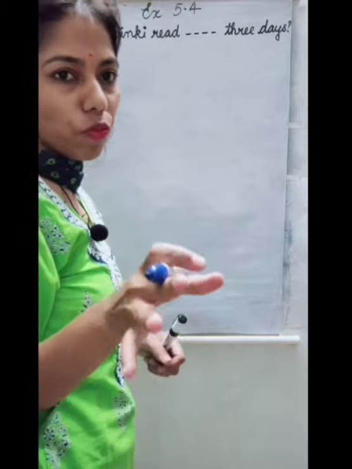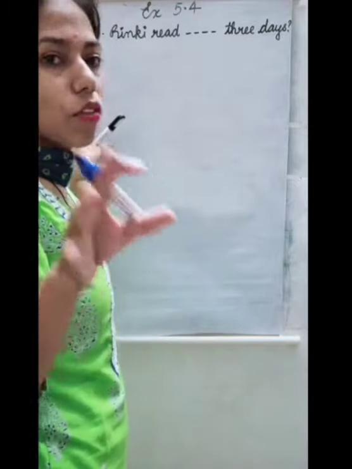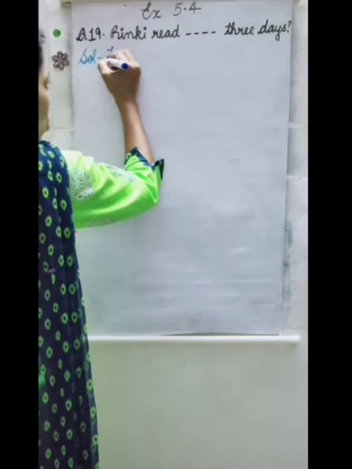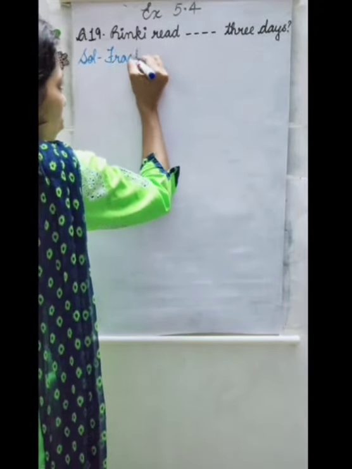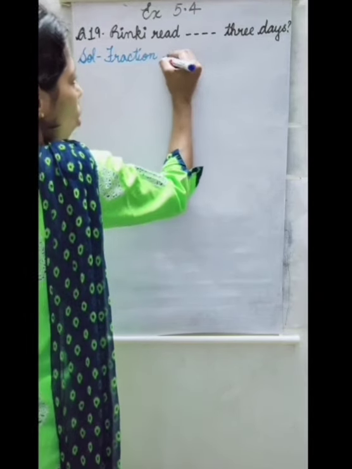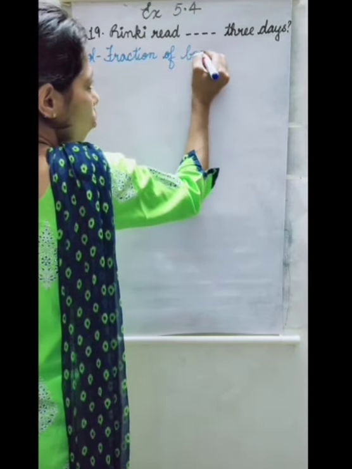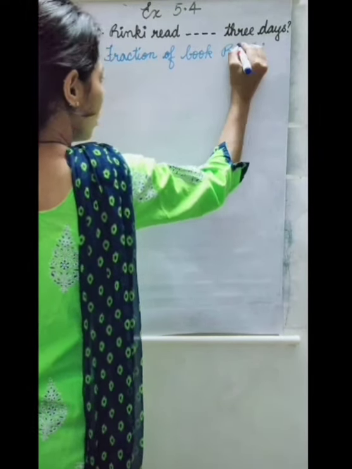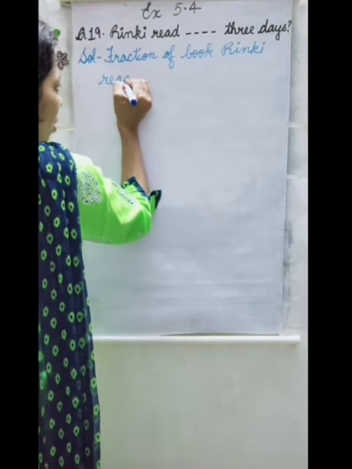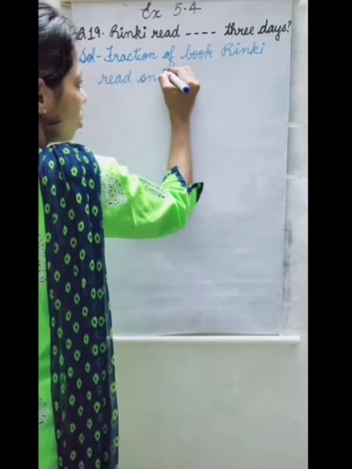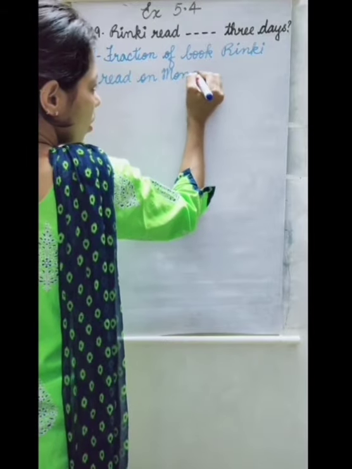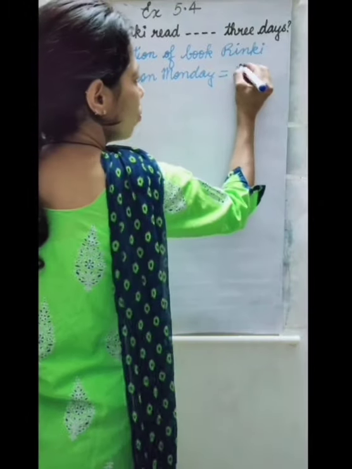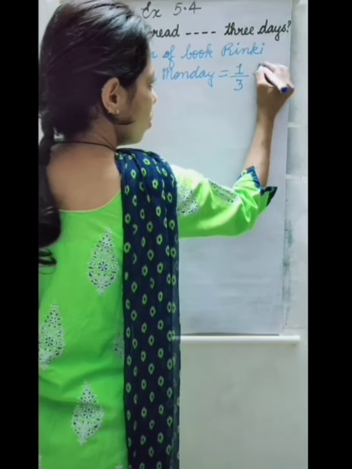So it is in the form of fraction. So we will write the fraction of the book Rinki read on Monday. First information: fraction of book Rinki read on Monday is equal to 1/3 part.